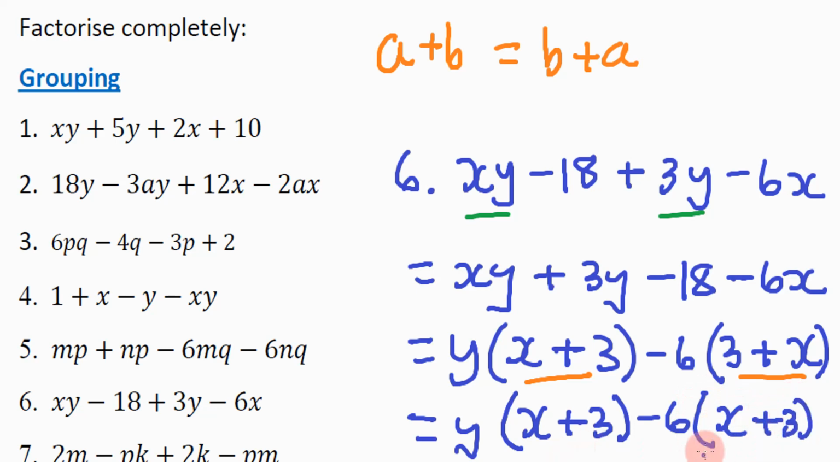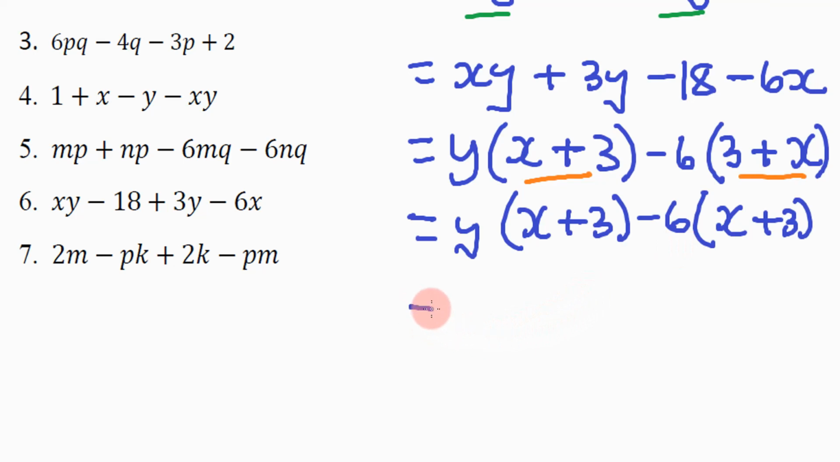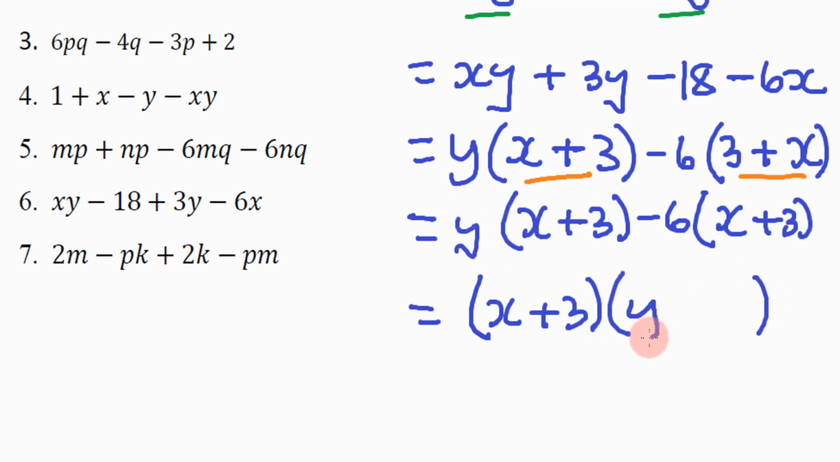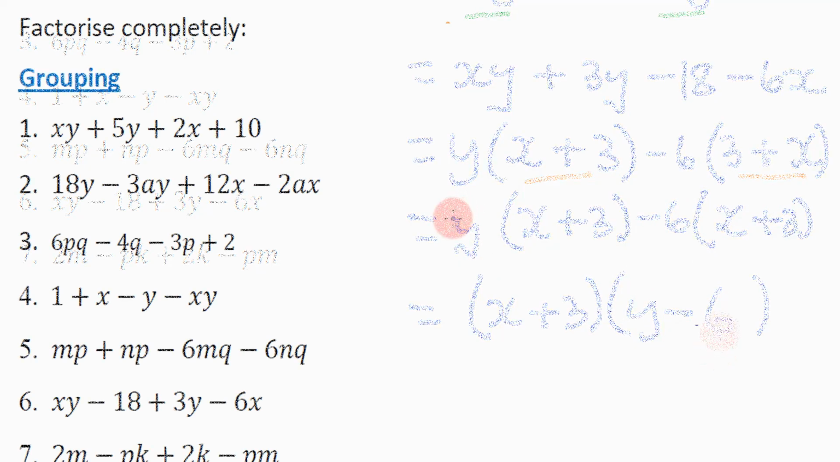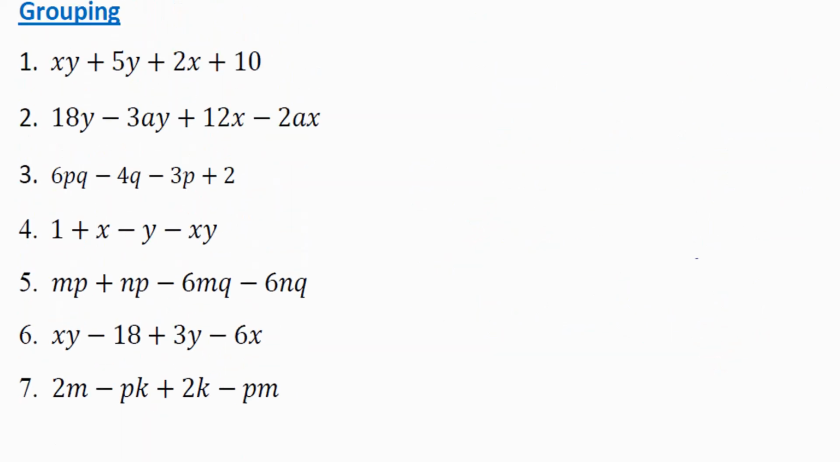And now we have a repeated factor. So we can take it out as such. So we take out x plus 3. We open a new set of brackets. And when we take out x plus 3 here, y remains. And here 6 will remain. Let's look at the last question on grouping in this tutorial. So number 7.